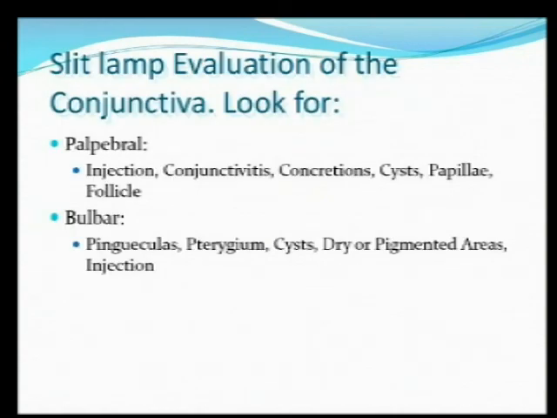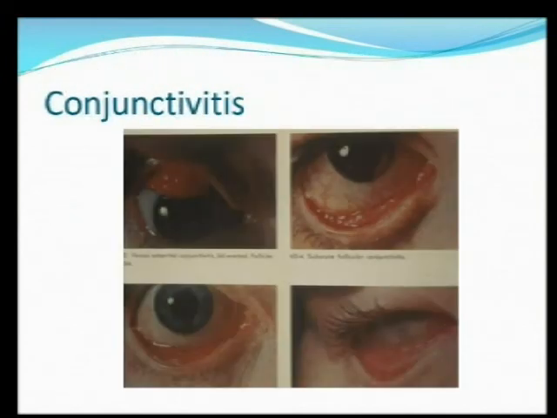So on the conjunctiva, what were we looking for? Well, we might see on the palpebral injection, conjunctivitis. Concretions are little minute yellow, hard things you'll see typically in elderly patients. You might see cysts, papillae. On the bulbar, the pingueculas, the cysts, the pterygiums.